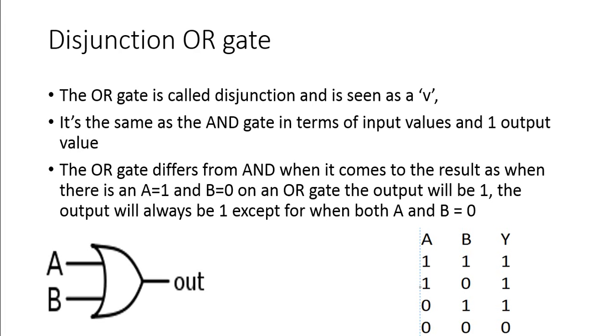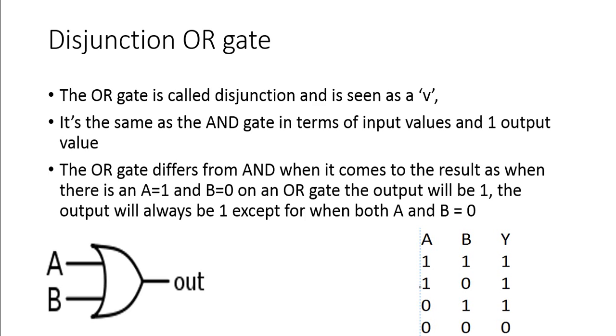So the second gate is the disjunction OR gate. The OR gate is called disjunction and is seen as a V shape when you're talking about it in electronic circuit terms. It's the same as the AND gate in terms of the input values, and there is also one output value, but the OR gate differs from the AND gate when it comes to the results, as when there is A equals 1 and B equals 0 on an OR gate, the output will be 1. The output will always be 1 except for when both A and B equal 0.